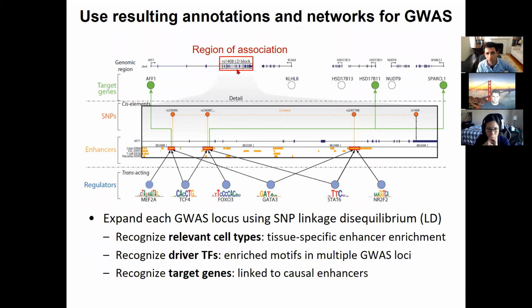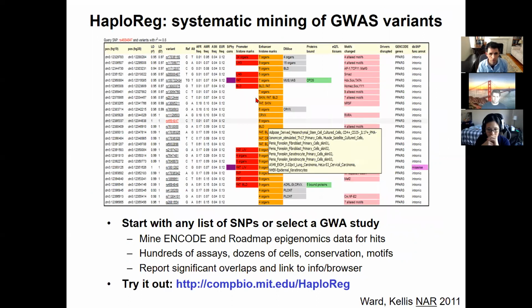Instead of just saying, oh, there's something going on in this region of the genome, you can say, here are the genetic variants, here are the enhancers that they overlap, here are the cell types where these enhancers become active, here are the upstream regulators and the motifs that they recognize that are disrupted by those SNPs, and here are the target genes within these tissues, giving a circuitry of the locus rather than just, hey, here's a locus.